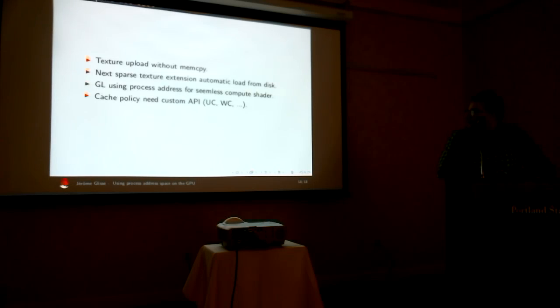The next is a sparse texture extension with automatic load from disk. This is a file where my texture is. Use that. And it can be a 20 gigabyte file of texture and page in whatever is, well, it's never the right format, but you can make it happen. Like on some GPUs, there is what we call a prefetch parser that can basically do JPEG decompression, that can do tiling stuff and all. So it's doable.